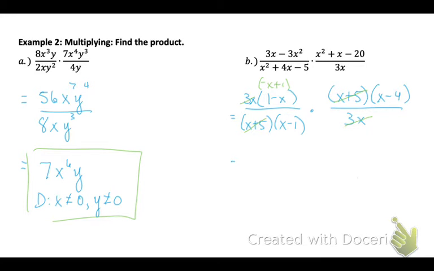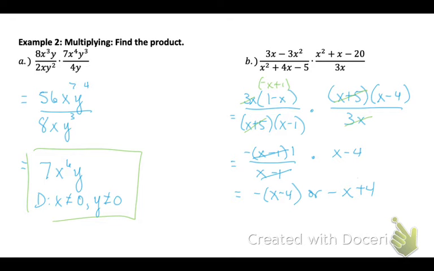Now I can factor out a negative 1 from that expression, and look what happens. So when I factor out the negative, I'm left with x minus 1, which now is the same as my denominator. So I can now divide out my x minus 1's, and I'm left with negative 1 times x minus 4, or negative x plus 4.